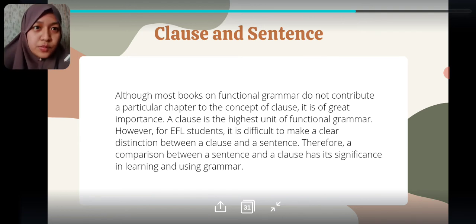Although most books of functional grammar do not devote a particular chapter to the concept of clause, it is of great importance. A clause is the highest unit of functional grammar. However, for EFL students, it is difficult to make a clear distinction between a clause and a sentence. Therefore, a comparison between a sentence and a clause has its significance in learning and using grammar.